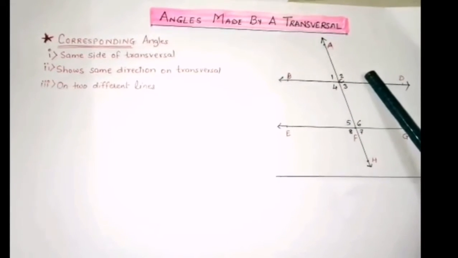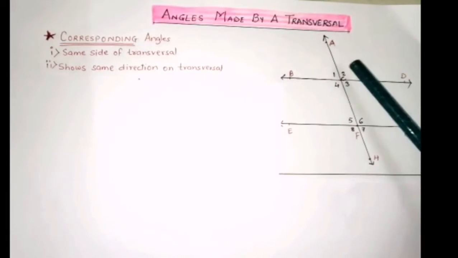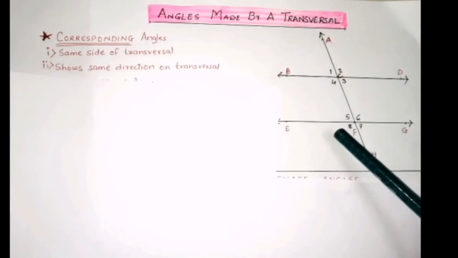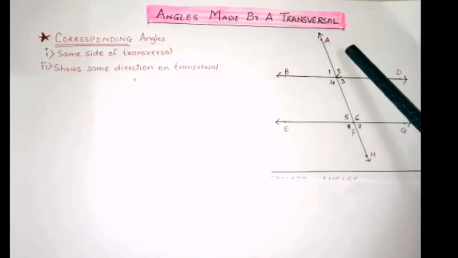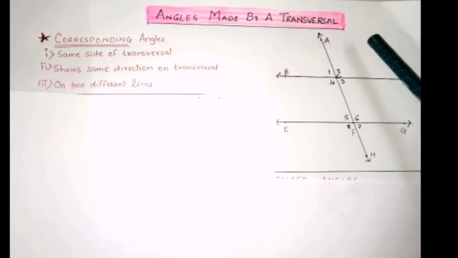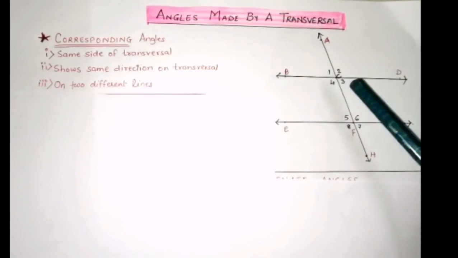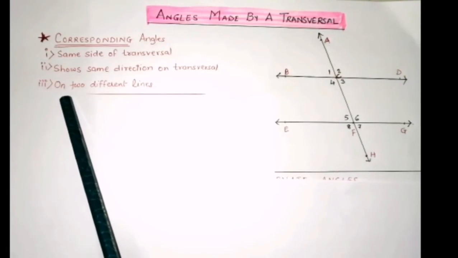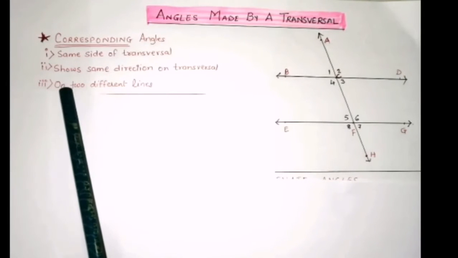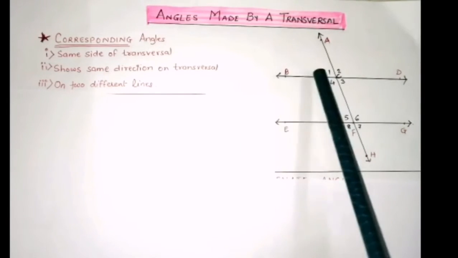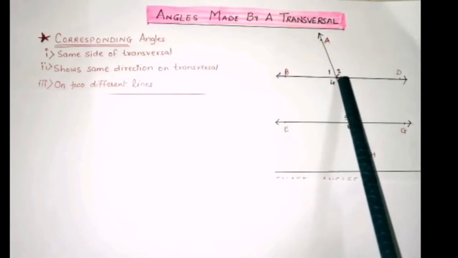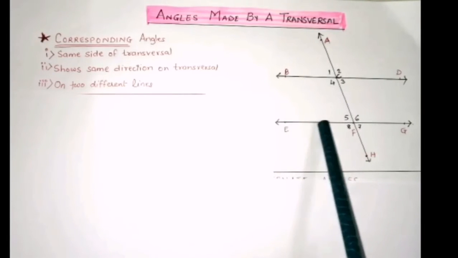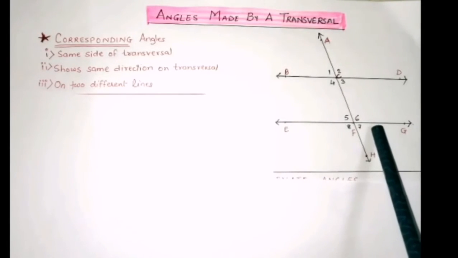It means that if one of the angles shows upward direction on the transversal, its paired angle also will show upward direction. And the third point which you have to remember about corresponding angles is that those angles which form a pair of corresponding angles are on two different lines. Means if one angle is on the first line, then the other angle will be on the second line.